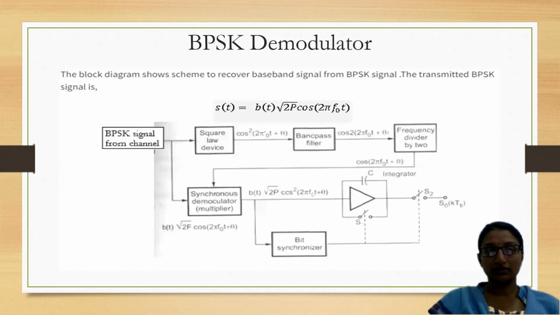And bandwidth is higher in FSK when compared to PSK and ASK. And noise interference is high in ASK when compared to that of PSK and FSK. So these are the points you need to remember.